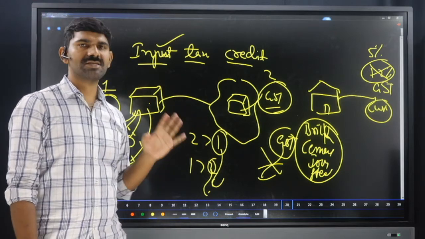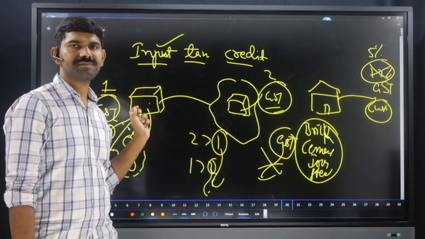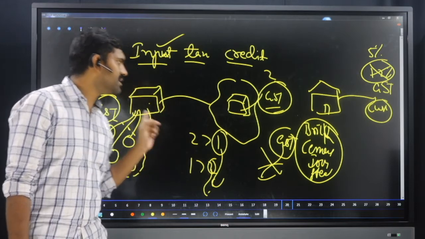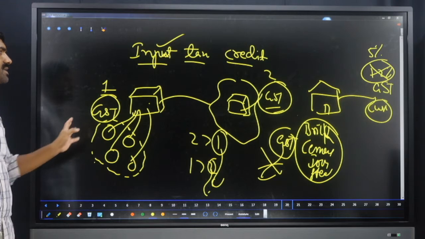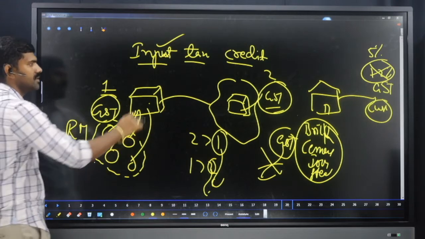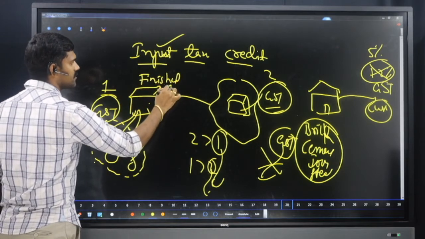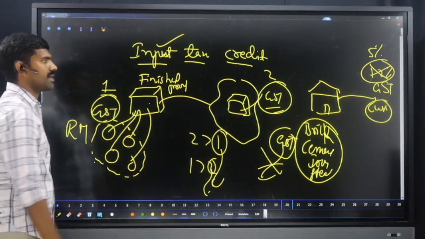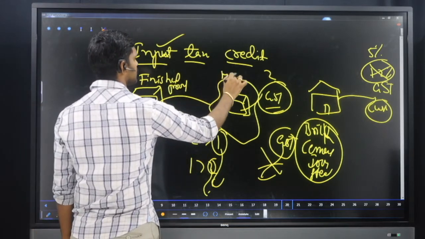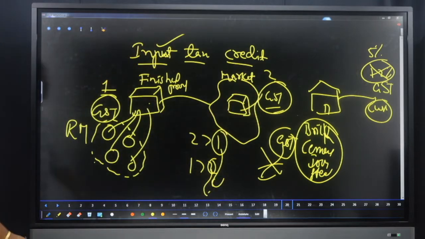If you have any doubt, do ask me. If you want me to re-explain, I'll explain one more example. If things are clear, then take a screenshot of this. You can understand the diagram: raw materials, finished product, and this is the market. So this is the last concept of GST.